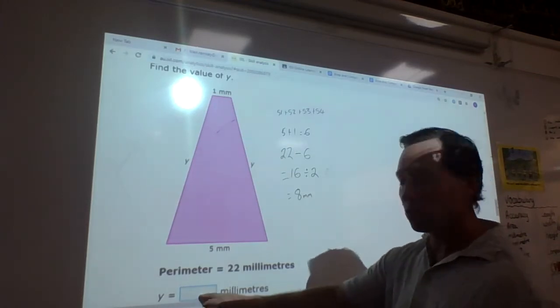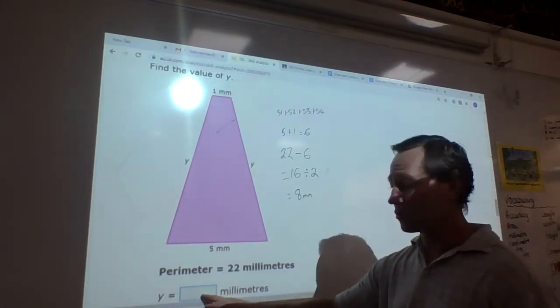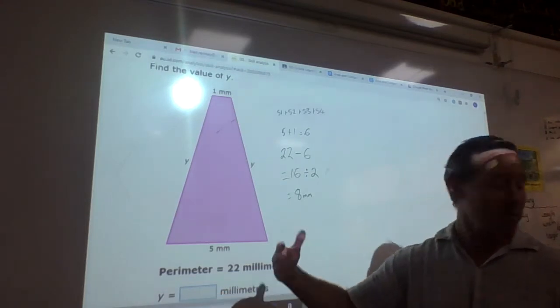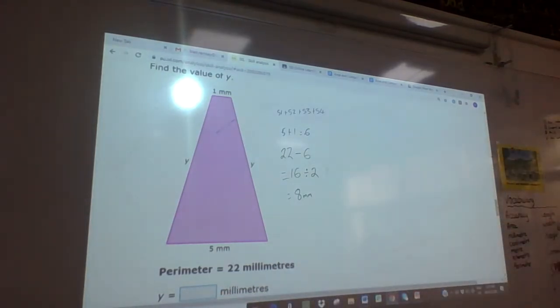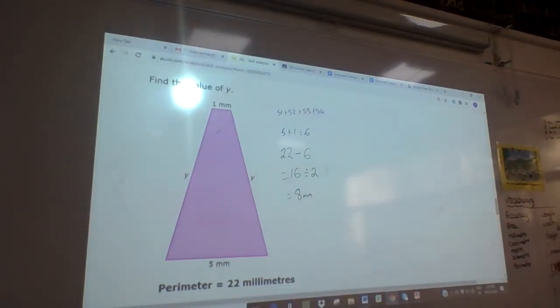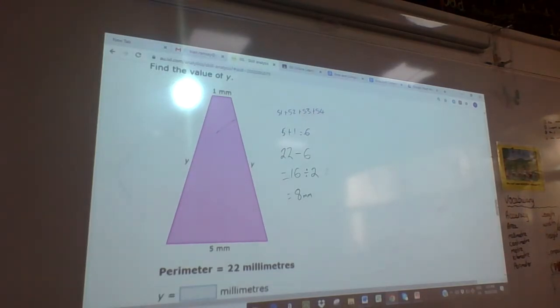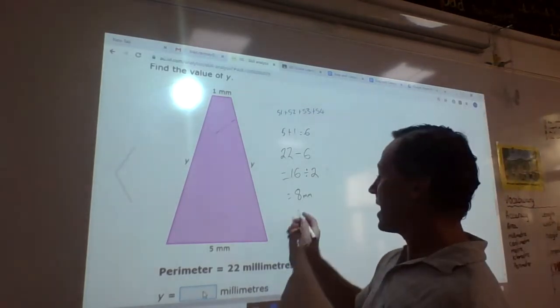If you put 22 down here, it would be marked wrong. If you put the answer, which we think is 8, see if this works. Why don't you let me do it? Okay, it's not going to let me do it, but the answer would be 8.